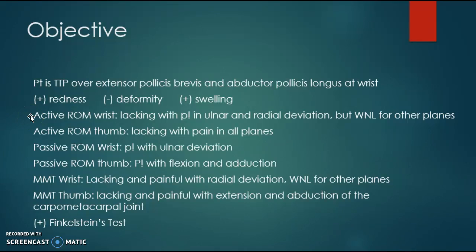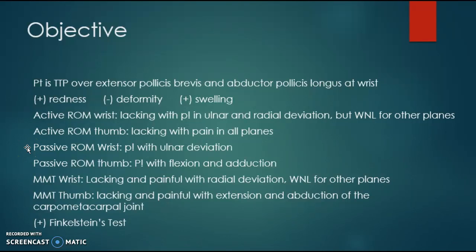With his active range of motion at the wrist, where he moves the wrist on his own, he's lacking some range of motion with pain in ulnar and radial deviation, but he's within normal limits for the other planes at the wrist. With his active thumb range of motion, he's lacking with pain in all planes.